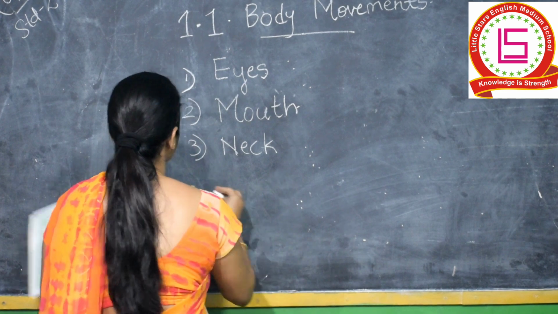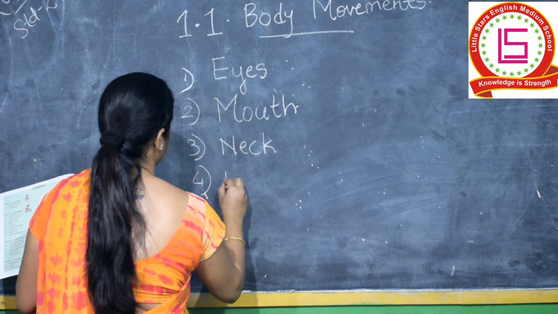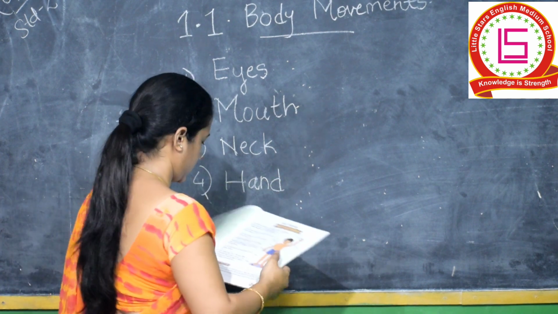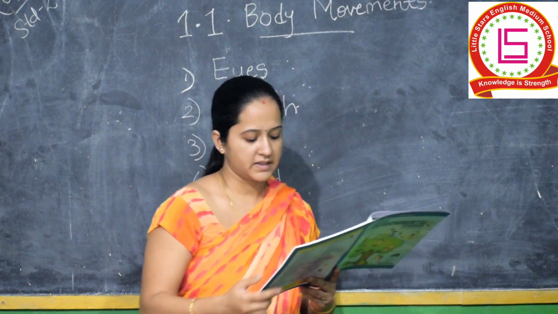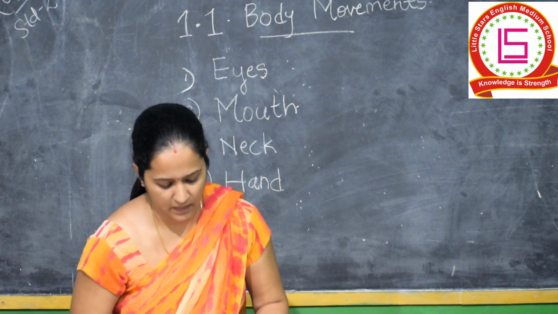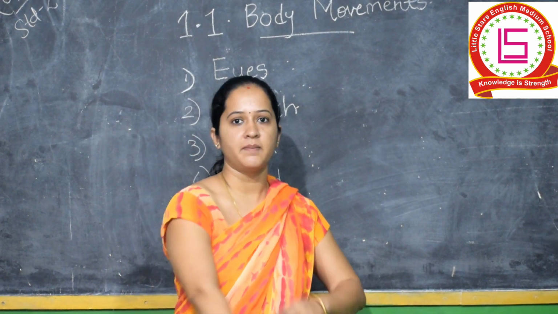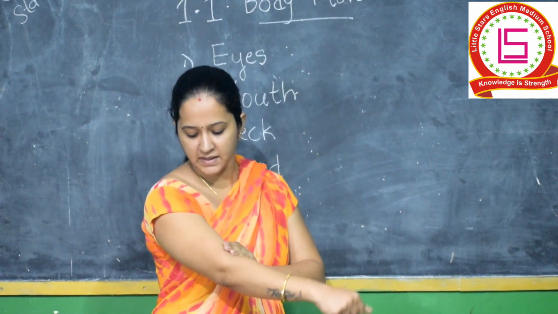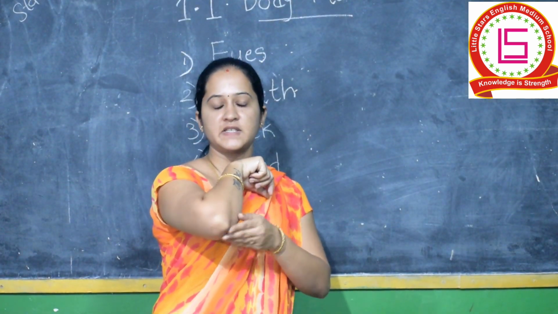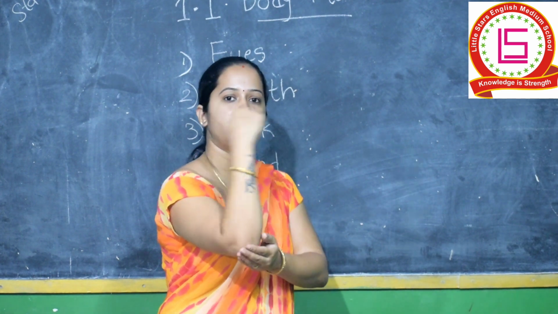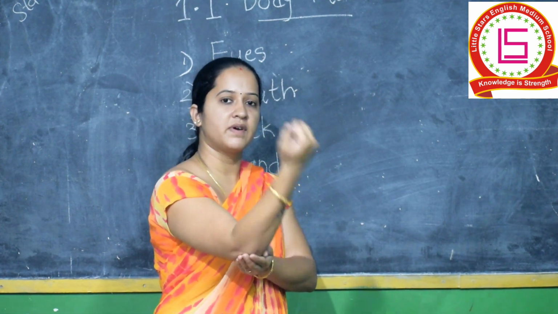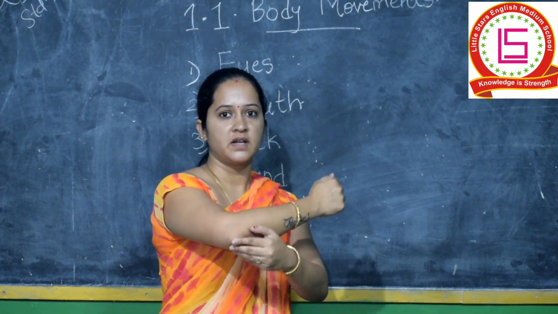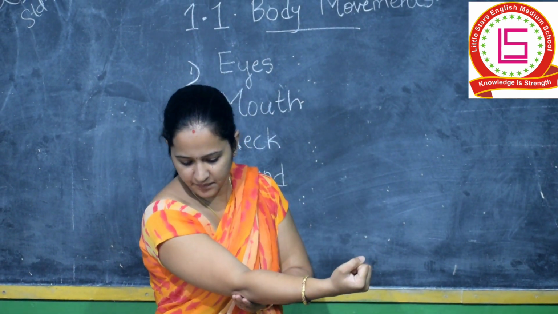So the next is our arm. Where is your arm? This is your arm. Your arm bends at the elbow. This is your elbow where your hand can bend. Everyone bend your hand and see. Your elbow, which is here, can bend your hand.